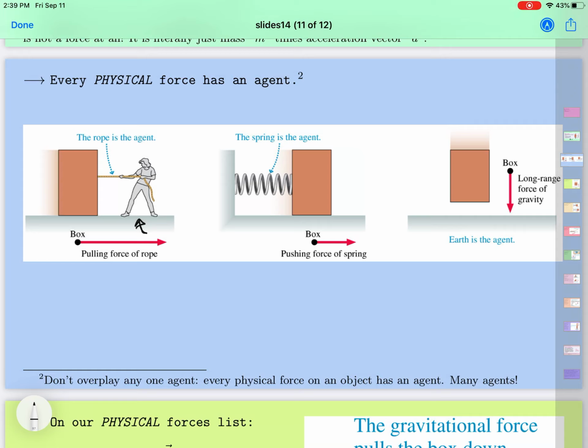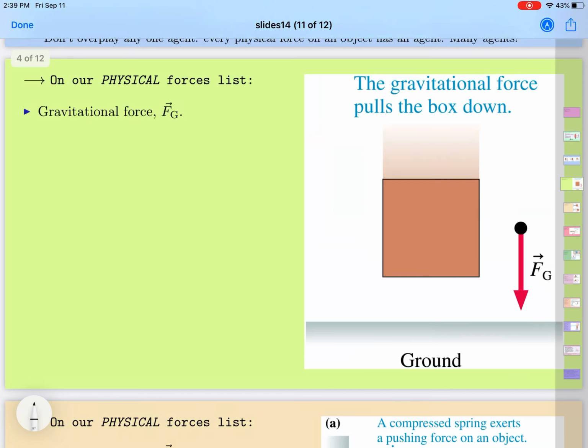And then here we have the box just free falling. The reason why it is being pulled down is the force of gravity. So here Earth is the agent. While the Earth is a physical object and it doesn't have a direct tether to the object, it is causing the force of gravity.